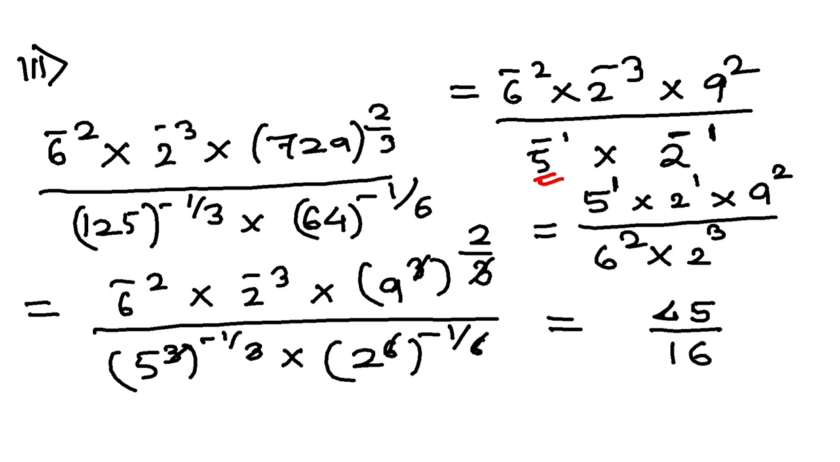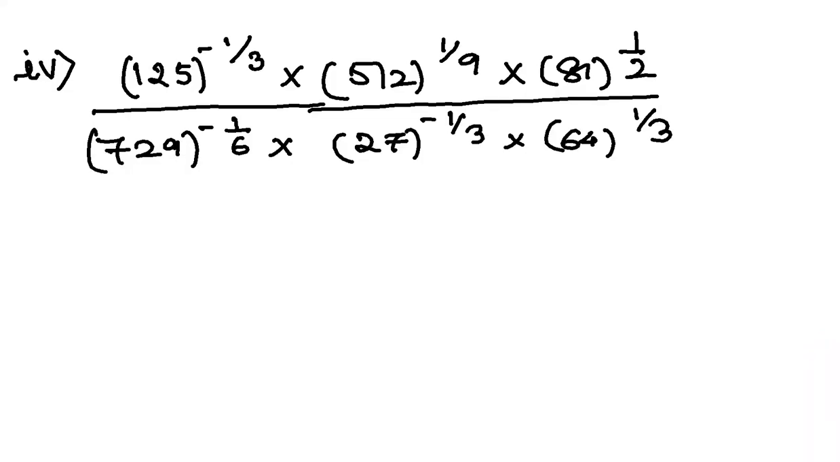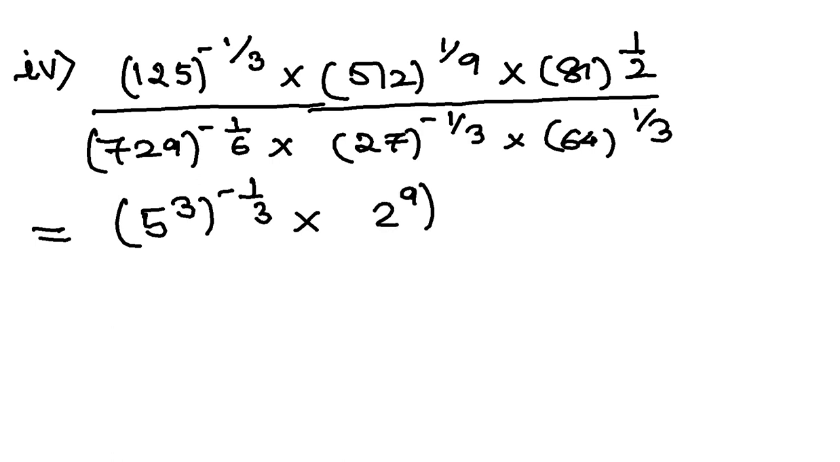Now we will go to the very important question, that is question number 4. Okay, so as I said, this is very important. So 125 over here can be written as 5 cube. So 5 cube whole to the power minus 1 by 3. 512, if you do prime factorization, you will understand that 512 is 2 to the power 9 and 81 is of course 9 square, we all know.